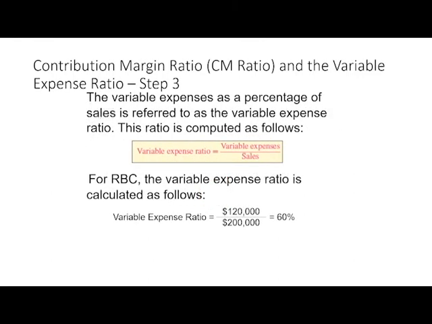Step 3. The variable expense as a percentage of sales is referred to as the variable expense ratio. So this ratio is computed as follows. Variable expense ratio equals variable expense divided by the sales. Using the same example of the company, 120,000 divided by 200,000, and we get 60% as the variable expense ratio.